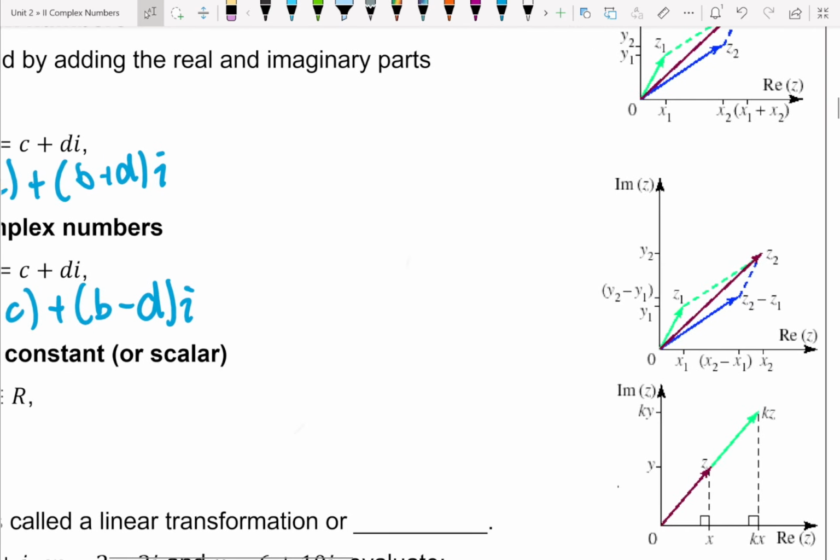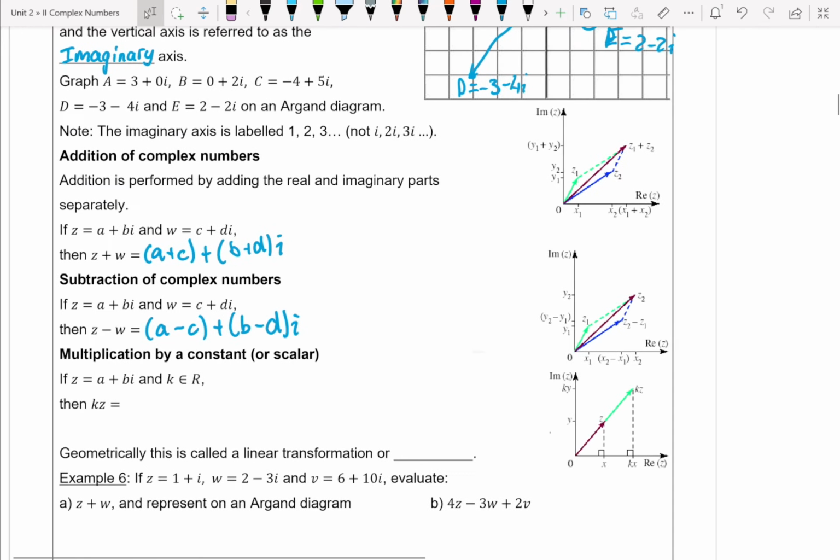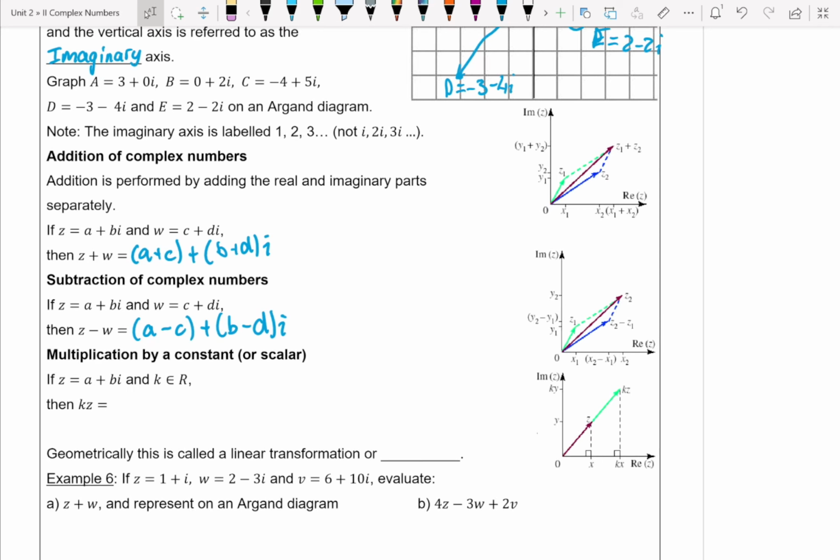All right, last one, multiplication by a constant. If k is real and z is a plus bi, we're of course going to get ka plus kbi. And those are our three main operations that we're going to do. Geometrically, this is called a linear transformation, or the other way we can refer to that is dilation.